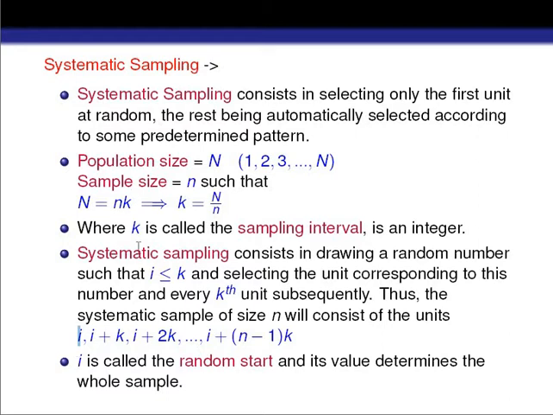Now it may happen that this formula doesn't hold. In some cases capital N is not equal to nk. So what will happen there? We'll discuss it.